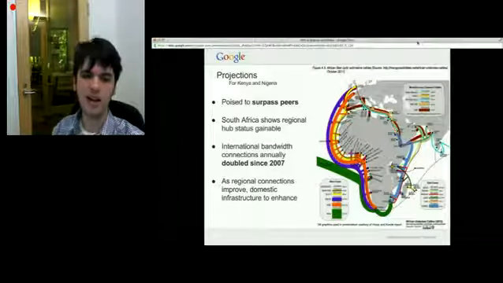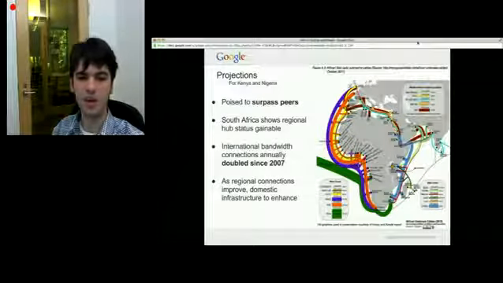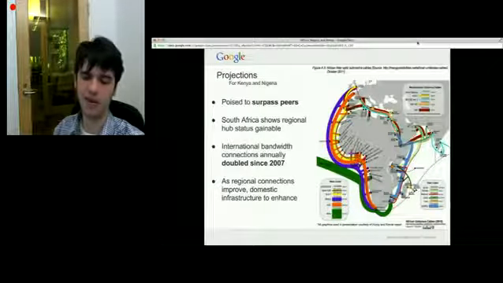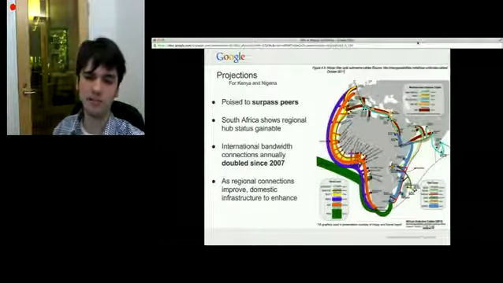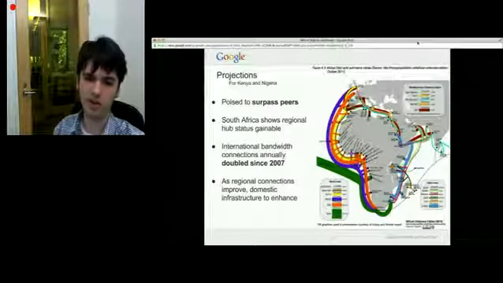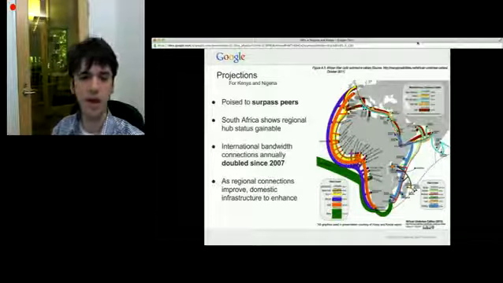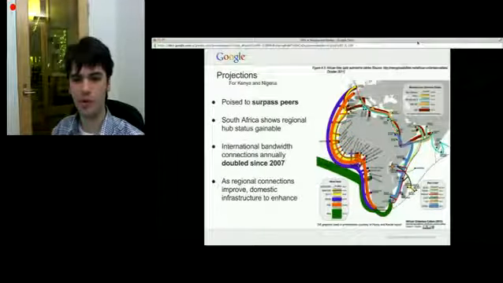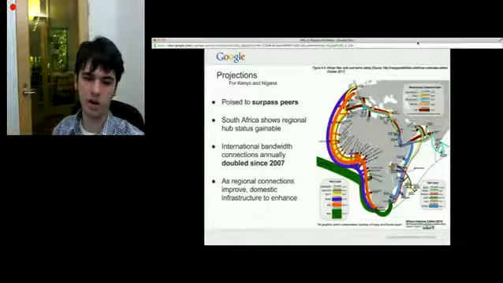South Africa continues to be a regional hub for the area. And international bandwidth connections for both countries have doubled annually since 2007. So as many issues as there may be for both internet ecosystems, the speed of progress has been incredible. And I would note that there's a graph on the right that the authors of the report include, and it's a great chart.